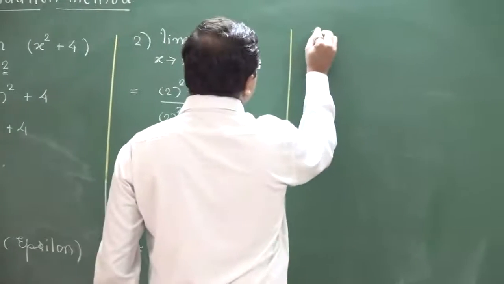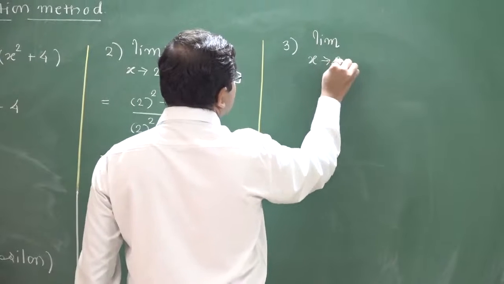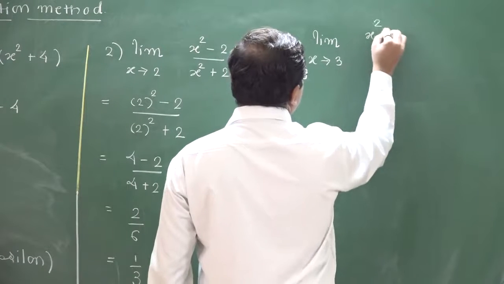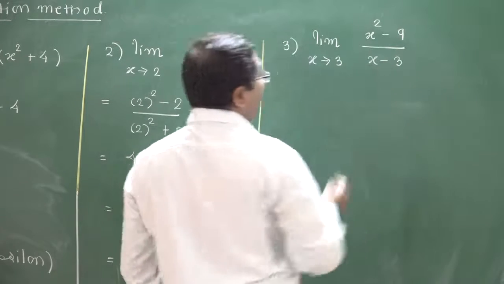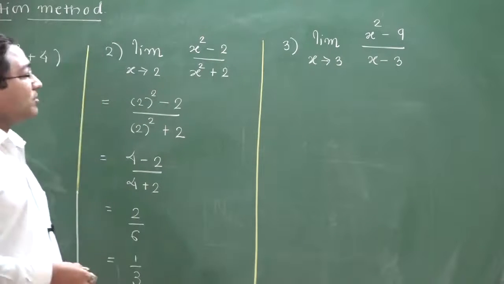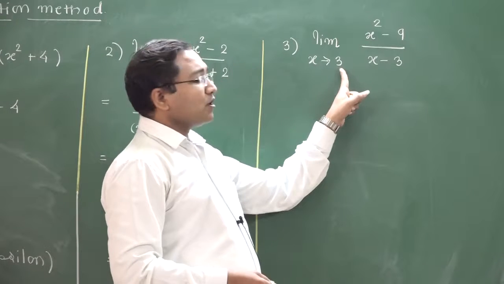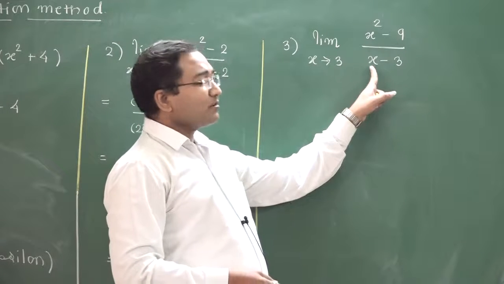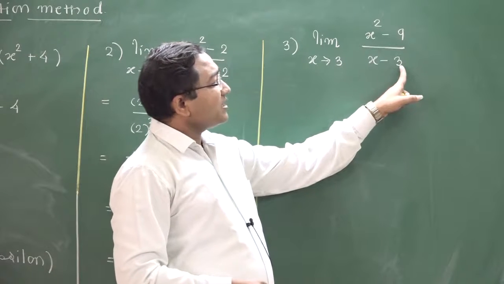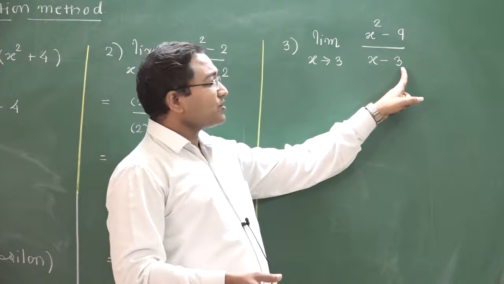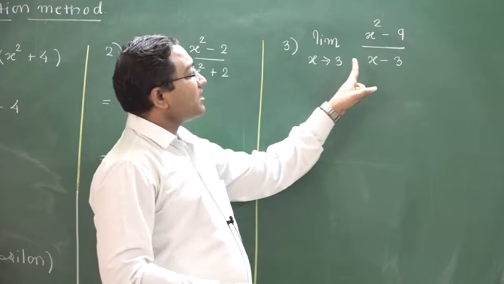Suppose we are having a fraction of the form limit x tends to 3, (x square minus 9) upon (x minus 3). Here observe that when we substitute directly x equal to 3, then denominator becomes 0. Substitute 3, 3 minus 3, 0. So denominator becomes 0, therefore answer becomes infinite. Therefore we can't substitute x equal to 3 directly.